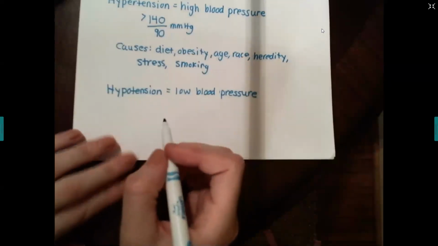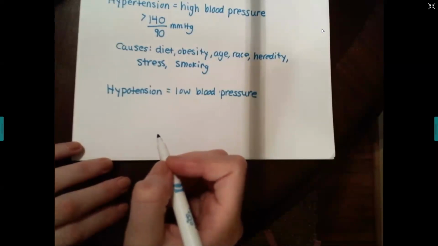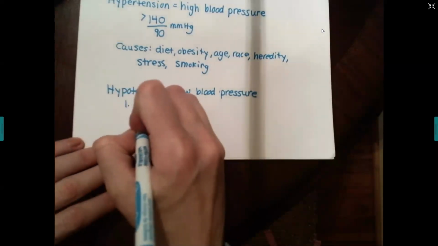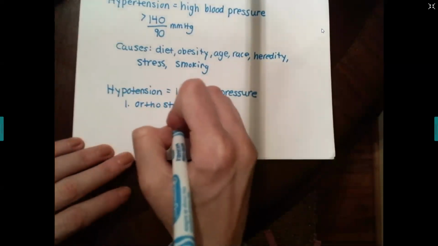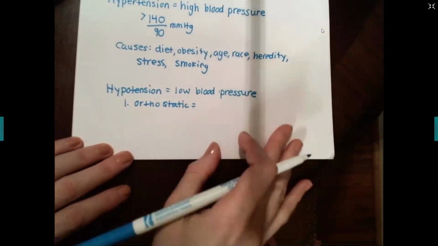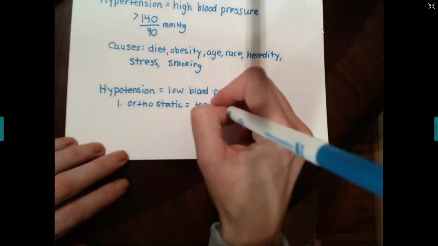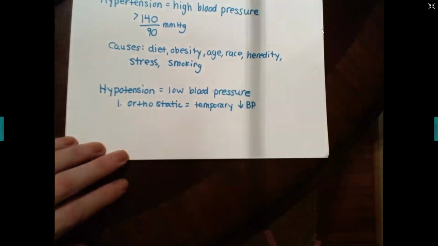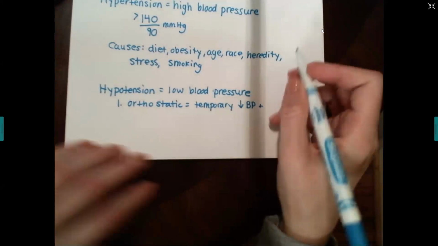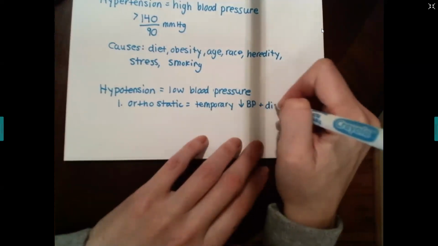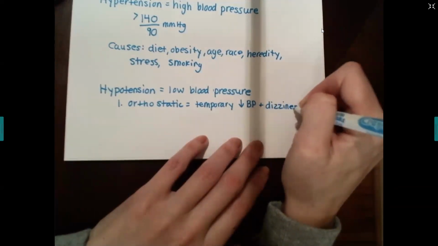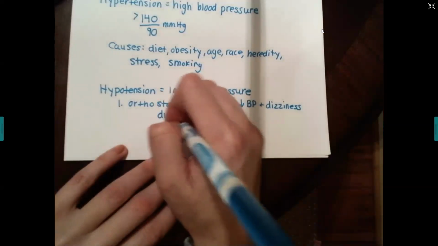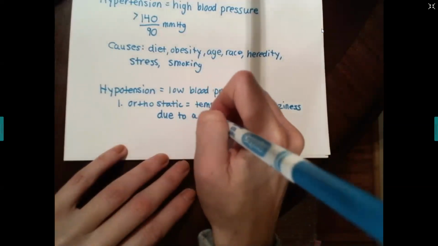There's 3 examples of hypotension that we will talk about. And the first one is orthostatic. And orthostatic hypotension is just a temporary drop in blood pressure. Okay, so temporary decrease in blood pressure. And it's going to cause dizziness due to a change in position.